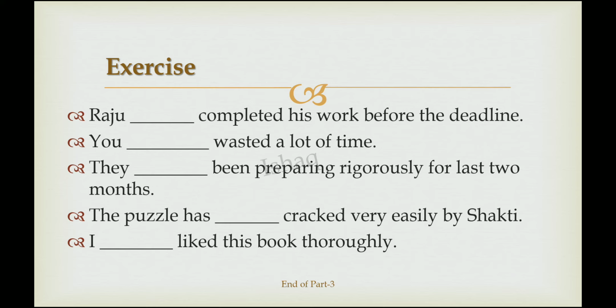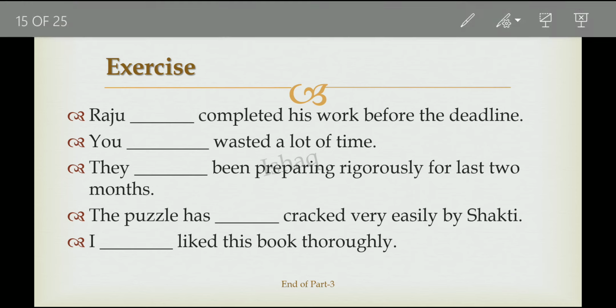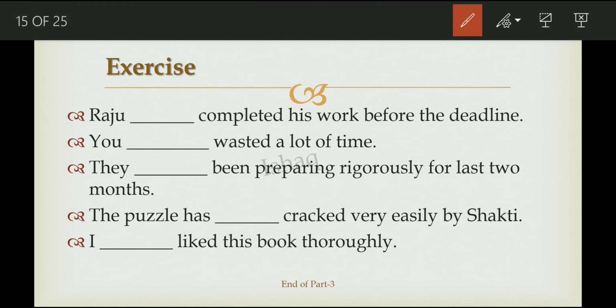So let's discuss the answers. First: Raju dash completed his work before the deadline. When we see completed, the verb form is in V3, so here we get a have form. We know that the have form should be used, and the subject is singular, Raju. So what we use here is has.